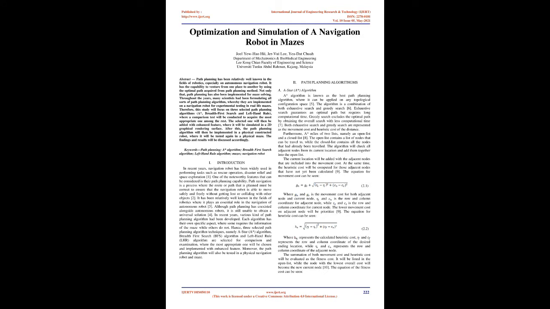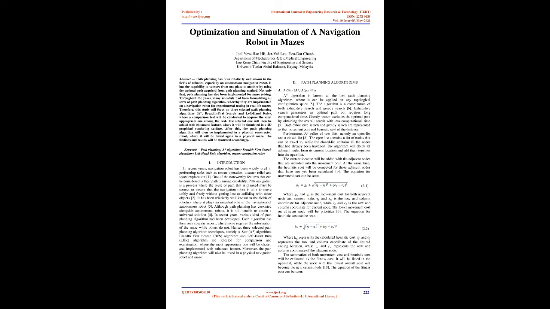The selected one will then be added with an enhanced feature, where it will be simulated on a 2D graphical rendering surface. After this, the path planning algorithm will be implemented in a physically constructed robot, where it will be tested again in a physical maze. The findings and results will be discussed accordingly. Keywords: path planning, A*, algorithm, breadth first search algorithm, left-hand rule algorithm, mazes, navigation robot.